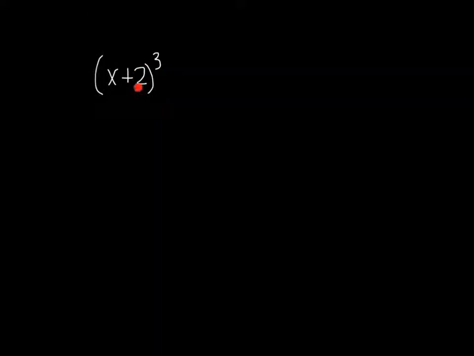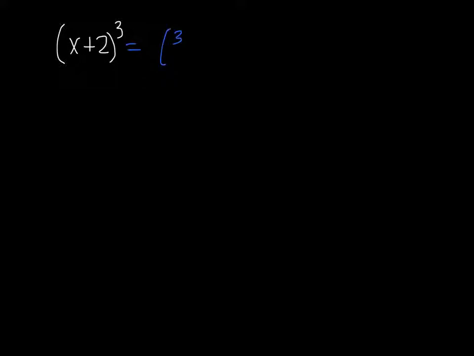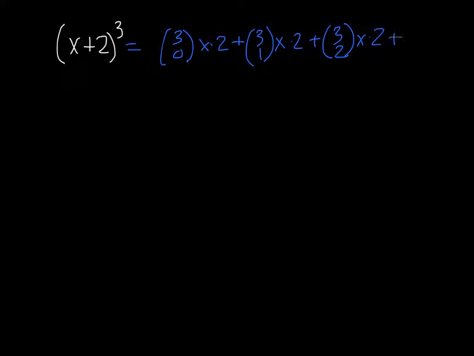Here I have a number involved instead of a y, and that's going to change things a little bit, and sometimes people get confused by that. So let's go ahead and start off with my coefficients. So I've got 3 choose 0, and then I've got x and 2. These are being multiplied. That's really important. They're being multiplied. Plus 3 choose 1, x and 2. Plus 3 choose 2, x and 2. And 3 choose 3, x and 2.